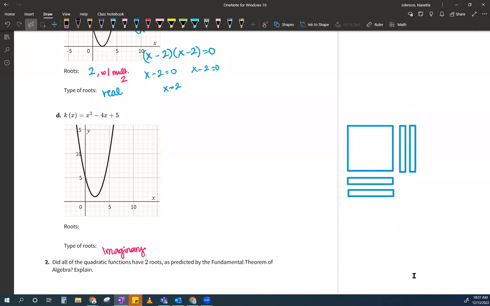Good. So you see how this is almost a square, but I'm missing these little pieces here. How many little pieces go here? How many little pieces go here?